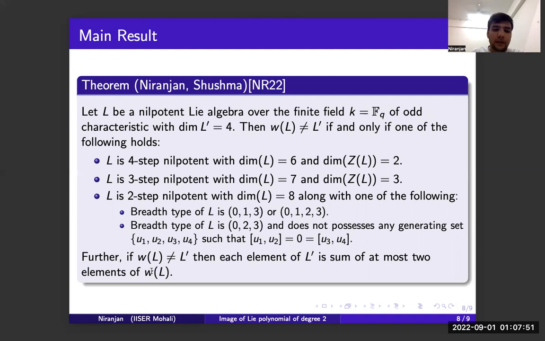In fact, when W_L is not equal to L dash, that is, not a vector space, in that case also every element of L dash is a sum of two elements of W_L. In other cases, this problem is open.